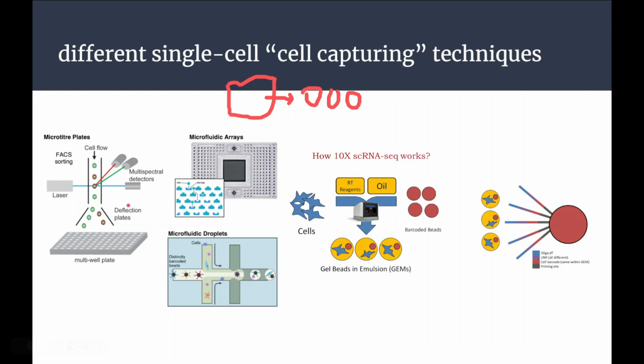We have a lot of methods, let's say microtiter plate, microfluidic array, and also microfluidic droplets. There are a couple of methods, and I'm going to explain some basic example concepts of how we do this. We need to capture the cell, rupture the cell, collect the genomic information, RNA or DNA, and then do PCR to create copies of those reads. Then we can go for sequencing.